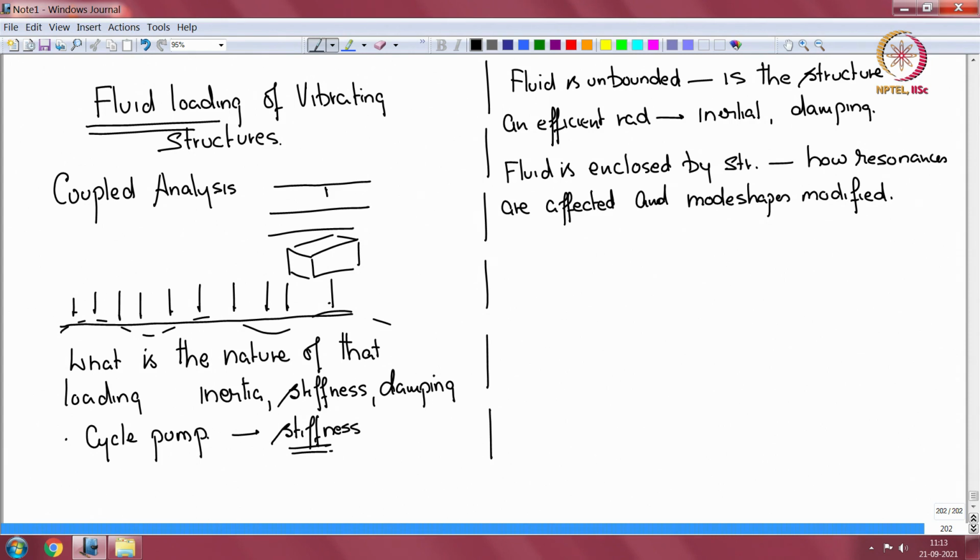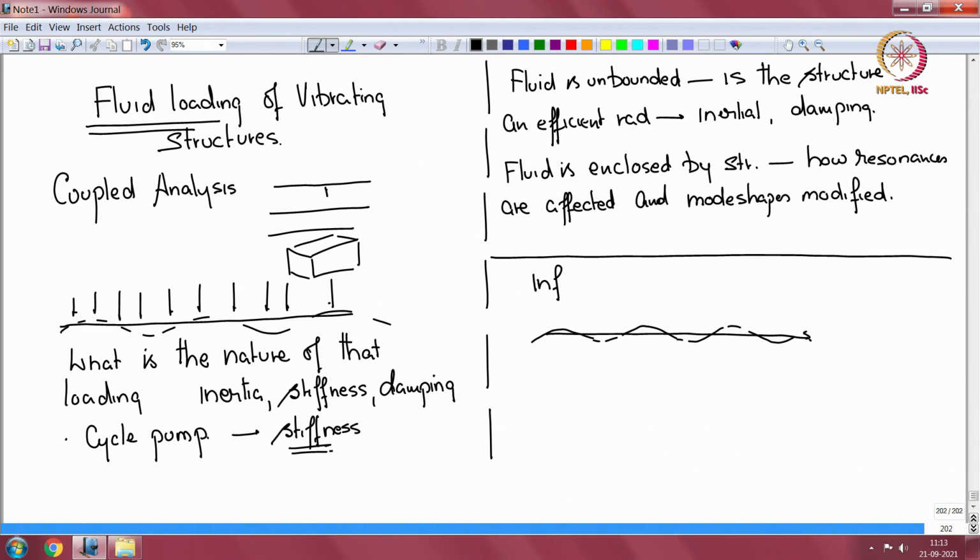So let me make some comments on this fluid loading. We will take the case of an infinite panel first, an infinite plate, carrying a flexural wave. We have seen this repeatedly. So, an infinite 1D plate radiating into half space.